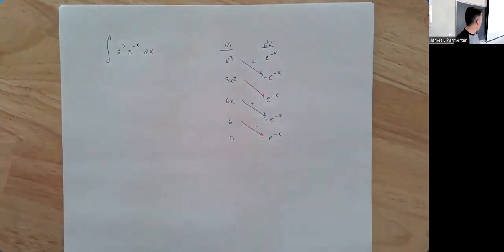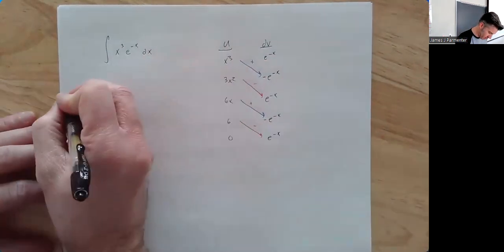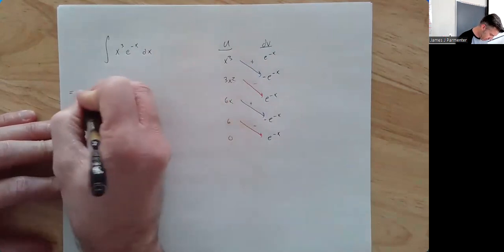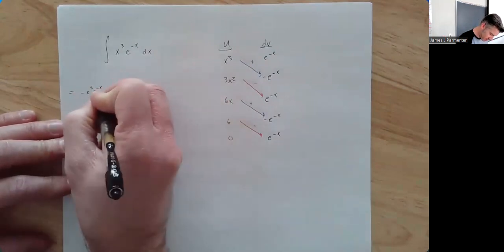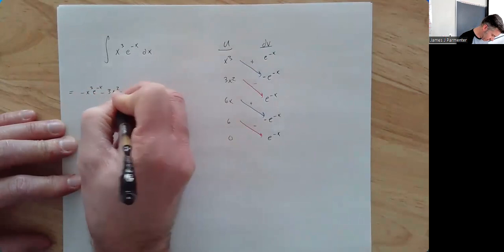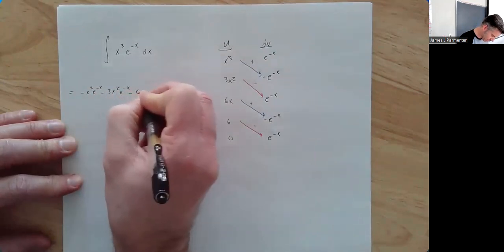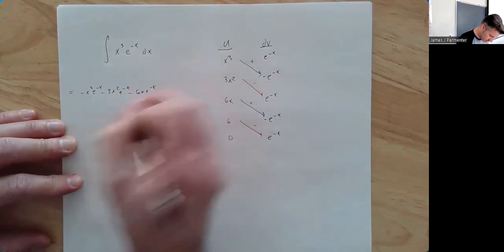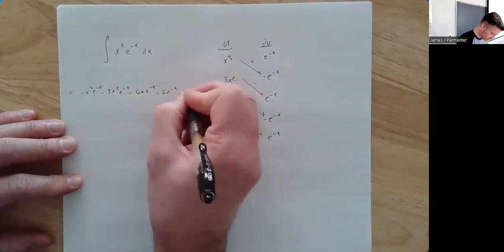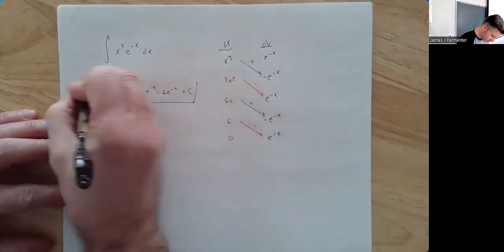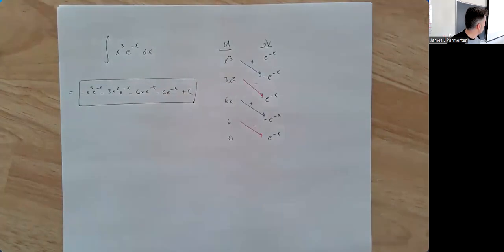So without doing all those steps, our integral here is going to be negative x cubed e to the negative x minus 3x squared e to the negative x minus 6x e to the negative x minus 6 e to the negative x plus c. Fun times.